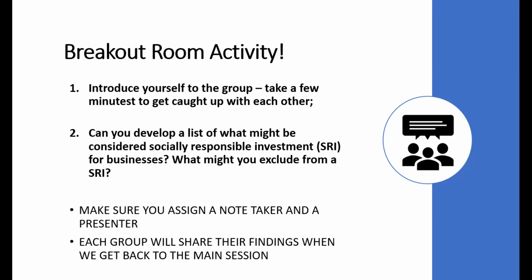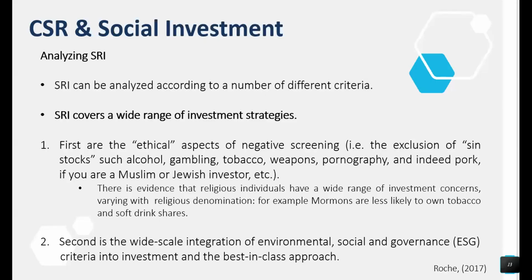And does anyone else have any ideas of what would support the society? It's okay, if you think of any, we'll just jump in and say it while we're going. So SRI can be analyzed according to many criteria, and it covers a wide range of investment strategies. They include the ethical aspects of negative screening, i.e. the exclusion of sin stocks such as alcohol, gambling, tobacco, weapons, pornography, and indeed pork.